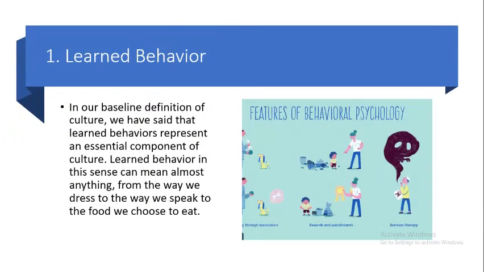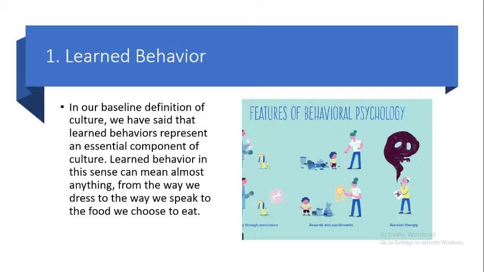Next, we have the characteristics of culture. First is learned behavior. In our baseline definition of culture, we have said that learned behaviors represent an essential component of culture. Learned behavior in this sense can mean almost anything, from the way we dress to the way we speak, the food we choose to eat.